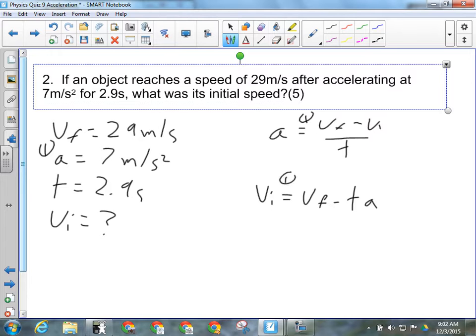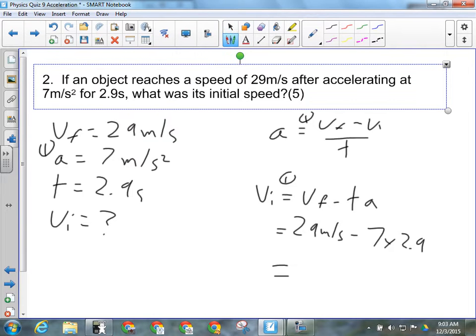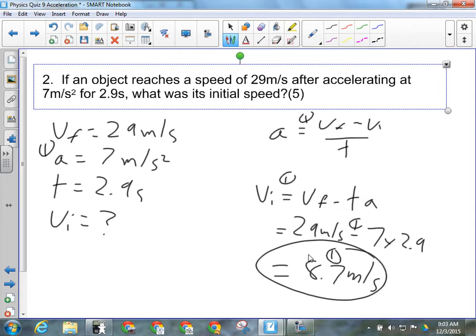Mark for that manipulation, and then we have 29 meters per second minus the 7 times 2.9. On our calculator, that's going to be 29 minus 7 times 2.9. So we've got 8.7 meters per second as our initial speed. Mark for plugging in numbers, mark for the final answer. It's out of 5, whole thing's out of 10. Let them see it, put it in the box.